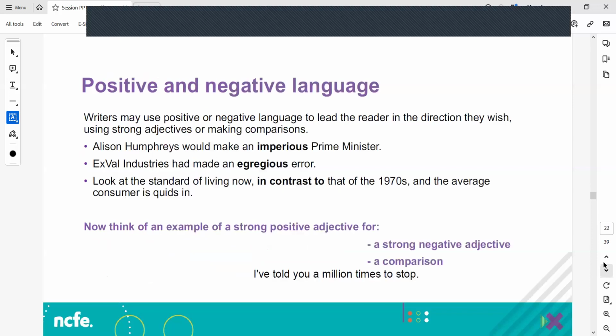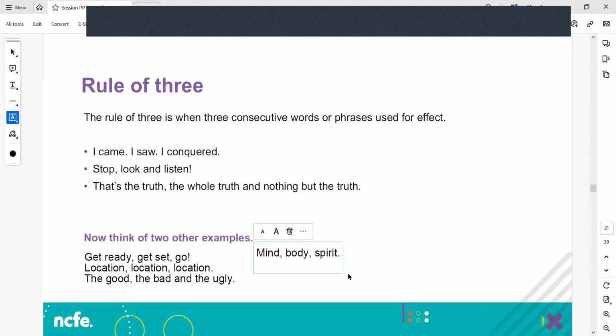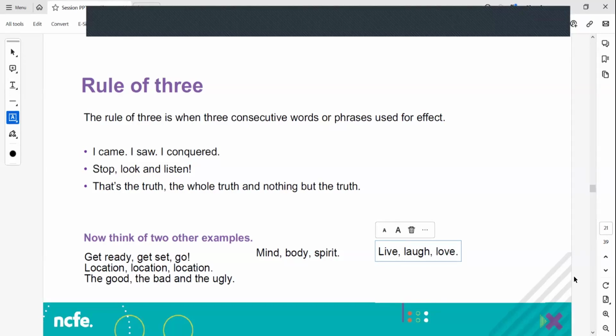How about "live, laugh, love," or something like that? Yeah, you see that a lot these days, don't you? So also with that "live, laugh, love," we've also got the alliteration there. Each word starts with the same sound. So we've got the rule of three, but we've also got alliteration. And you will find that with many of these devices.